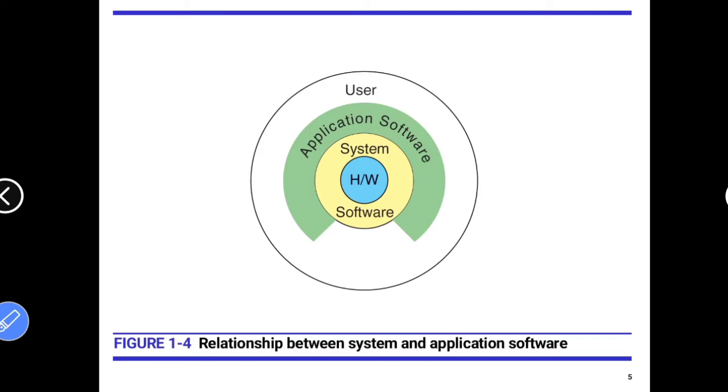The keyboard or mouse interacts with application software, and that application software runs on the system software, which is called the operating system, and that operating system directly communicates with the hardware, that is the RAM, CPU, all those things. So the whole structure is divided like this.